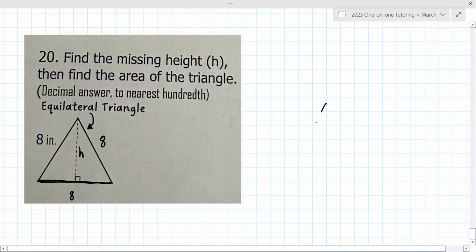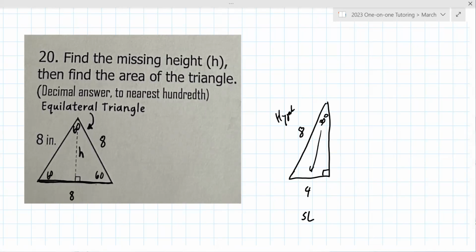Yes, exactly. So you can draw that triangle if you want. That's 4, that's 8. This is the short leg, this is the hypotenuse. All 3 angles are 60, but the one up here that you cut in half is 30. So notice they're giving you the short leg and the hypotenuse that you can go between.